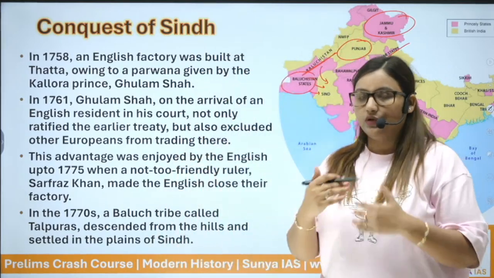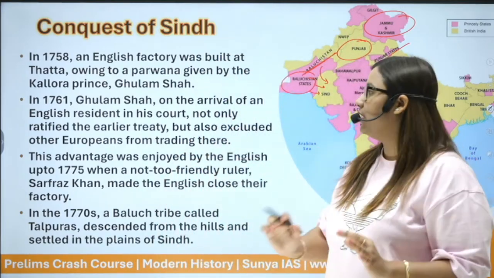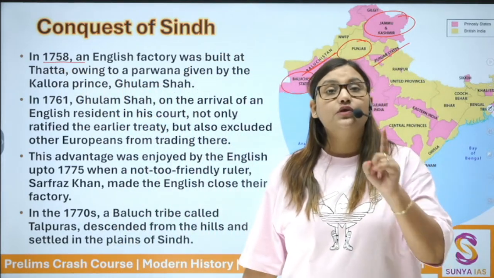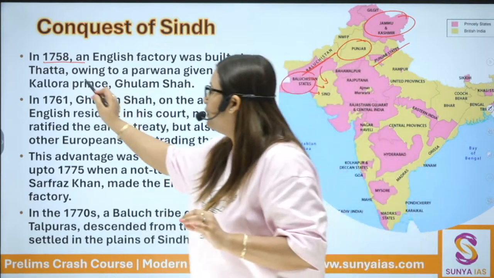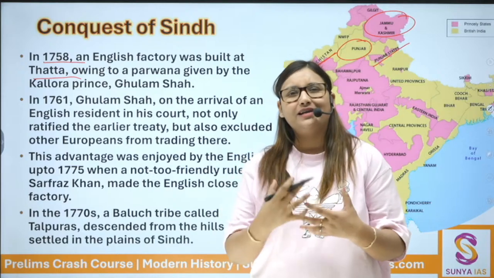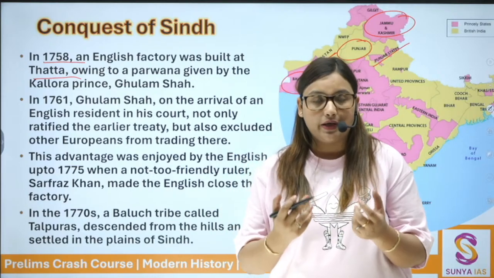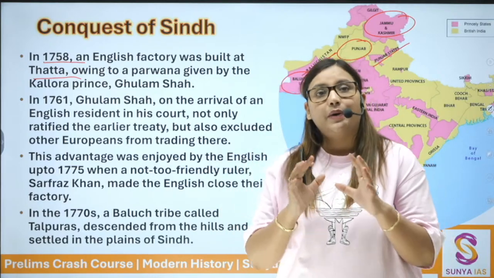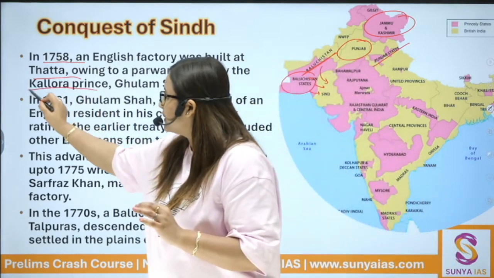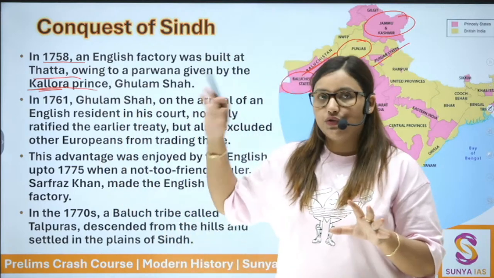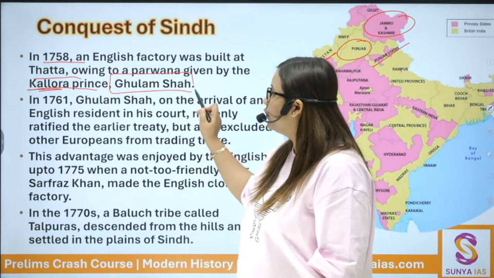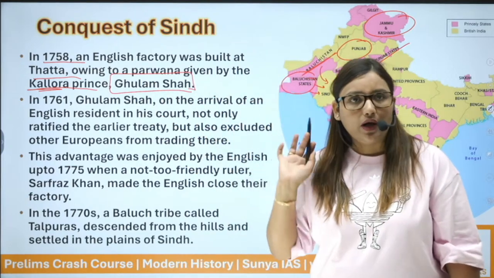Just understand how the story starts. In 1758, there was an English factory built at Thatta. Thatta is the name of a place. Why? Because they got a parwana. Parwana is like a farman, an order. They got an order from Kallora Prince Ghulam Shah. Kallora is the dynasty which used to rule. So Kallora Prince Ghulam Shah gave a parwana to the English to have a factory.